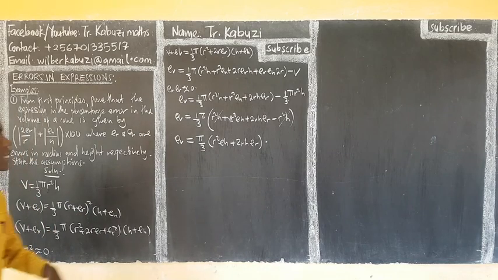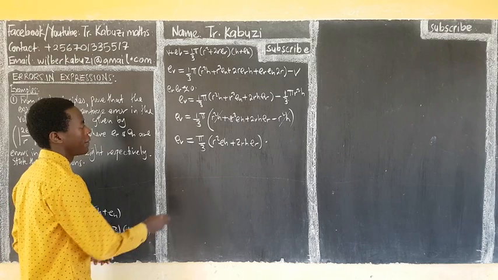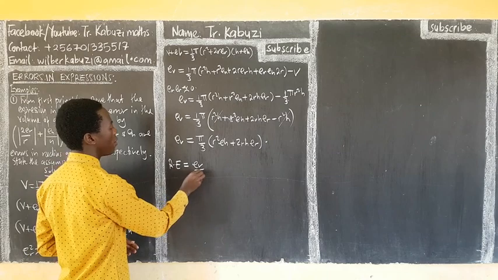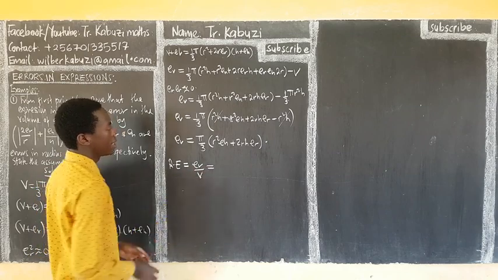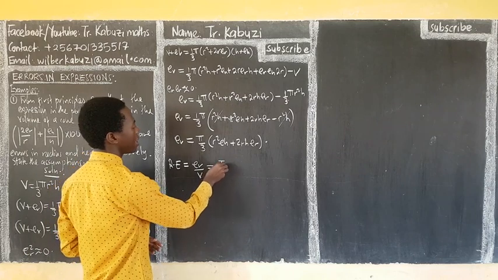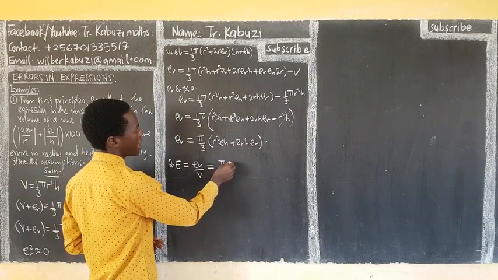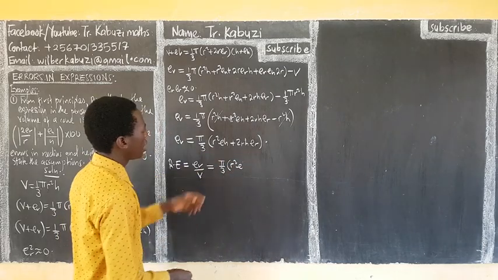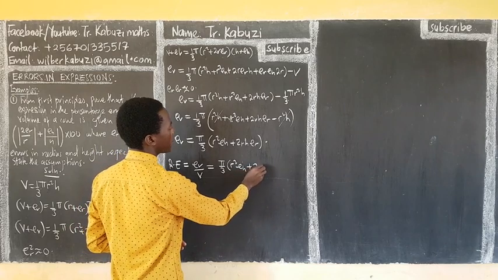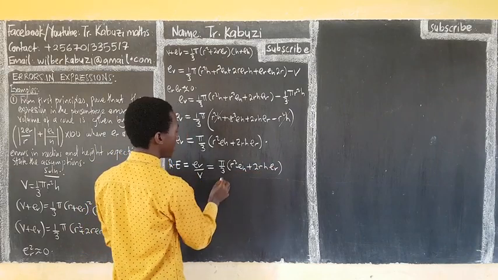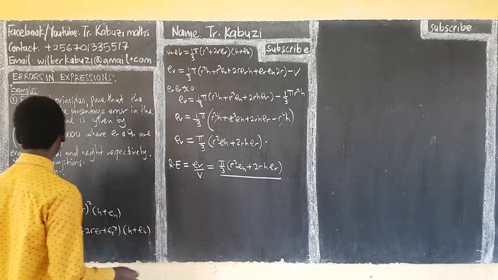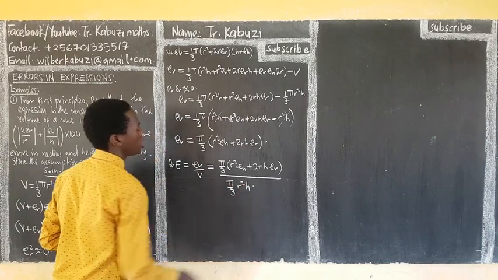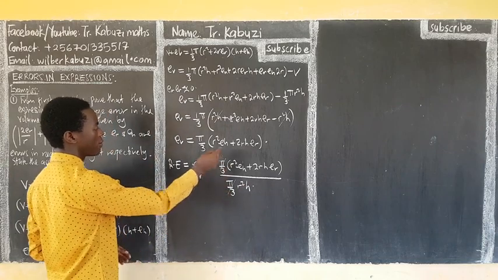Now, if they want the percentage, to do that, we're going to get the relative error first. So, first of all, our relative error is going to be given by the error in the volume over the volume itself. So this would be pi over 3 into r squared eh plus 2rh er. Now we are dividing with the volume. Our volume is pi over 3 r squared h. So this one is going to vanish with that.